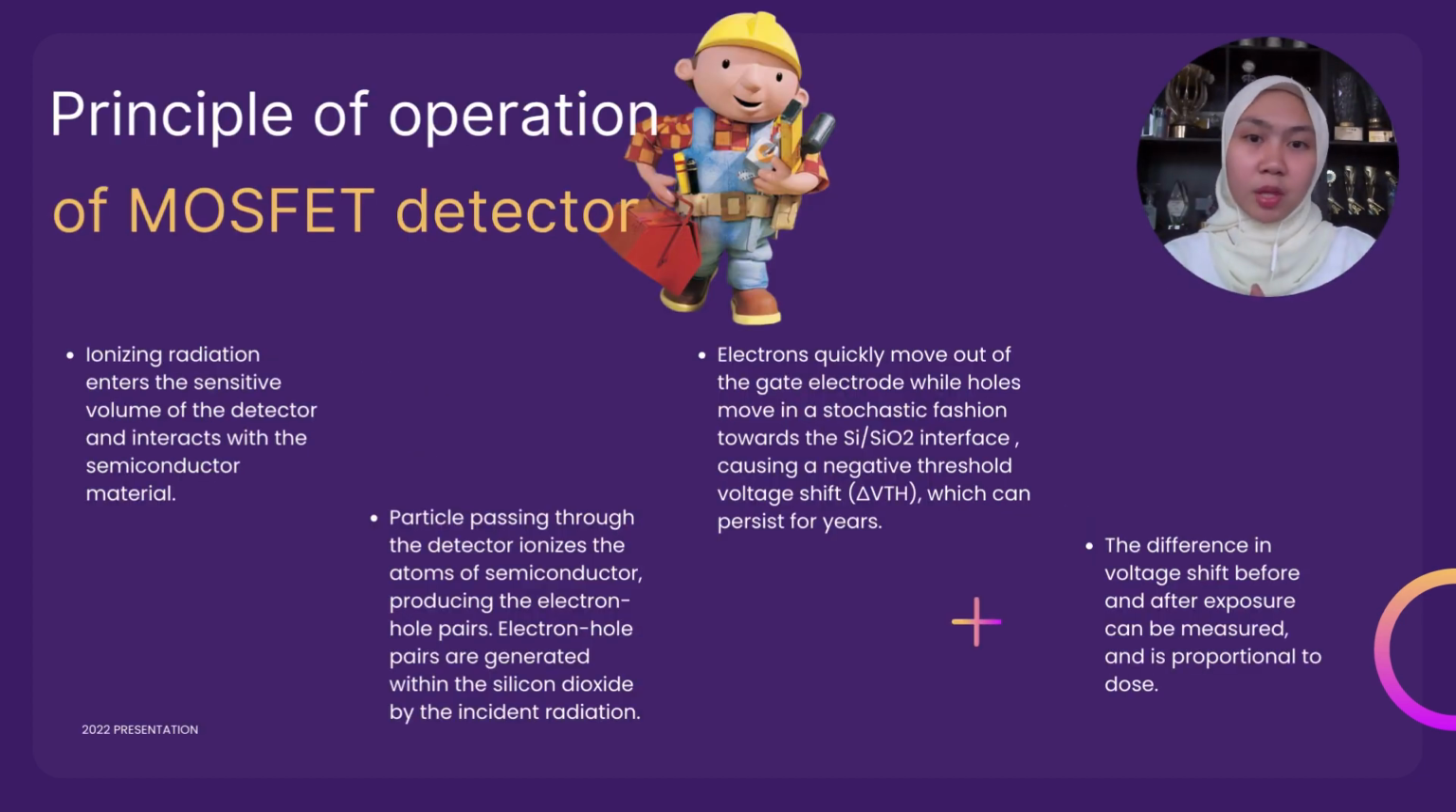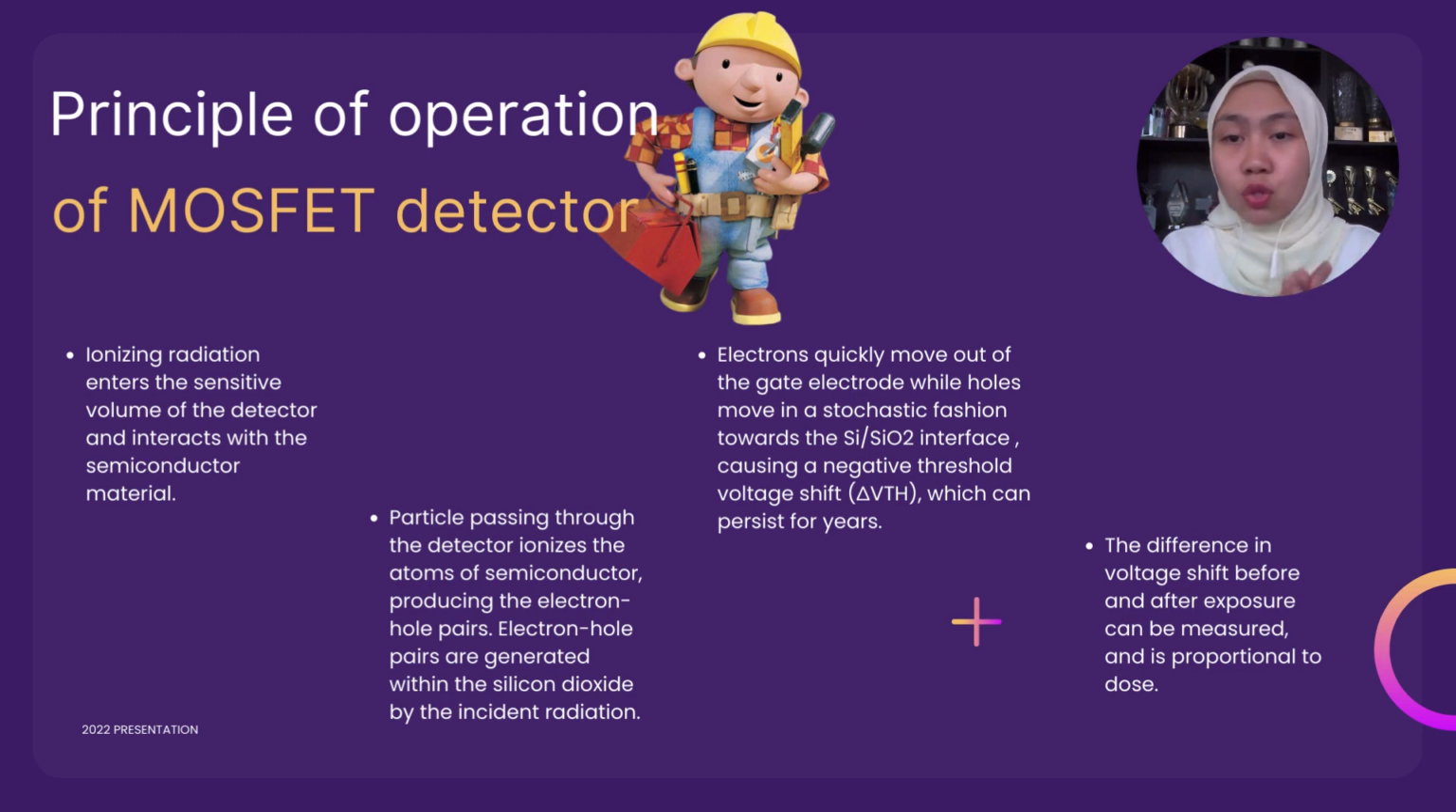Next, let's understand the principle of operation of the MOSFET detector. Firstly, the ionizing radiation enters the sensitive volume of the detector and interacts with the semiconductor material. Secondly, the particles passing through the detector ionize the atoms of the semiconductor, producing electron hole pairs. These electron hole pairs are generated within the silicon dioxide by the incident radiation.